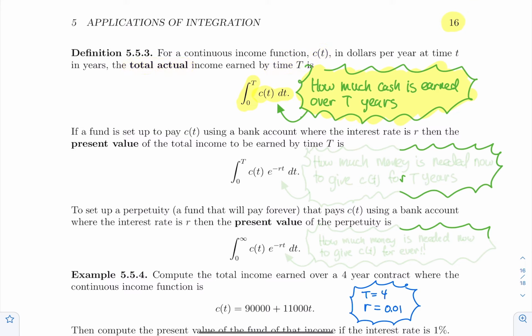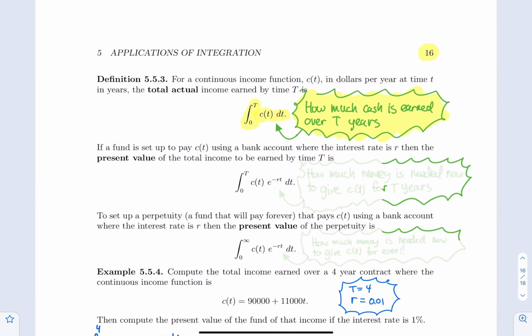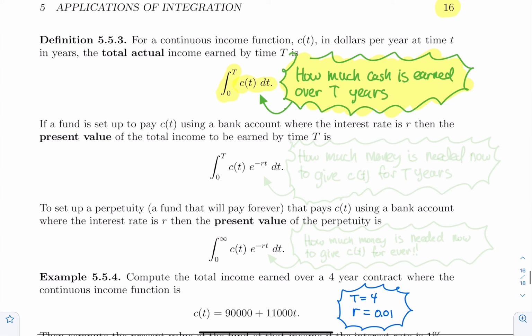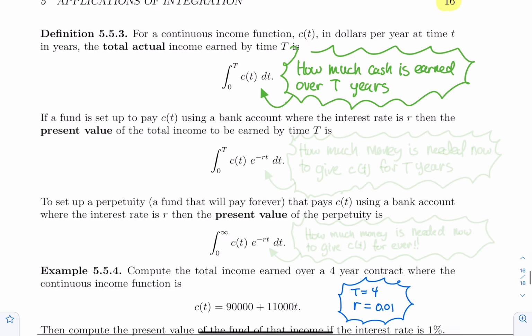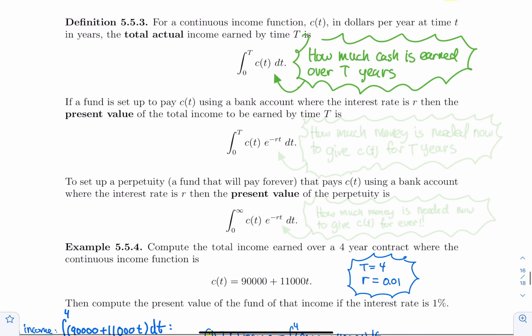So be careful. This question is slightly different from the previous one where we were receiving c(t), but we were putting that money in a bank account. So this is more from the point of view of the one who gives money. If you want to compute how much money you're giving away over t years, this is what you're going to be computing.